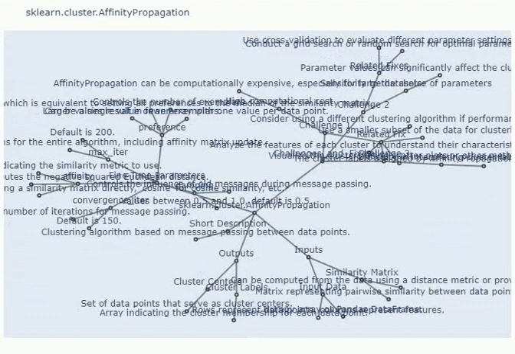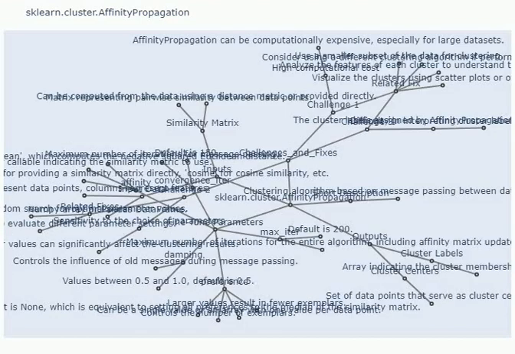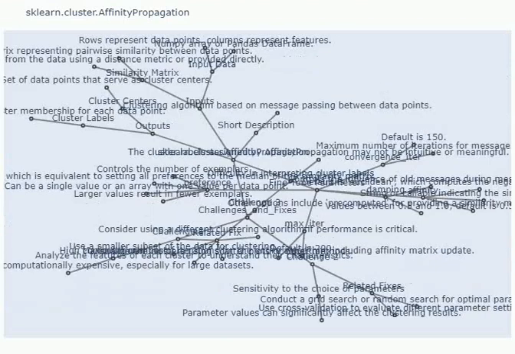Default is Euclidean, which computes the negative squared Euclidean distance. Other options include precomputed, for providing a similarity matrix directly, cosine for cosine similarity, etc.